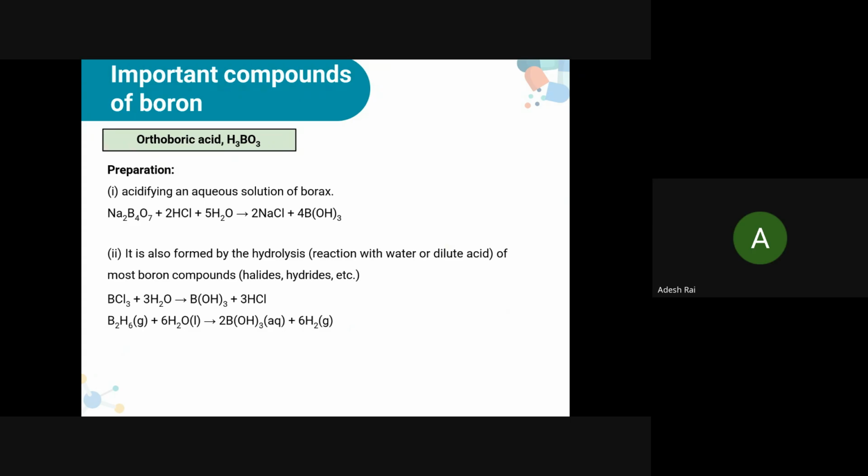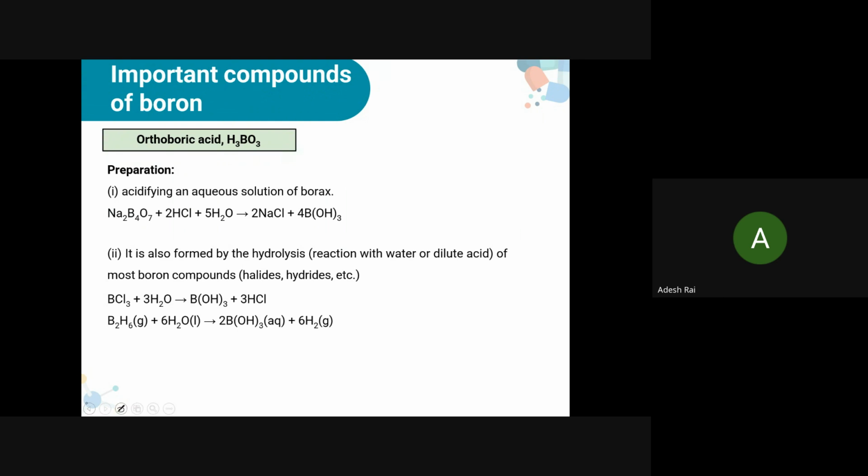Now, how do we prepare orthoboric acid or boric acid? So, the first method is what? By acidification of borax. By acidification of what? Borax. Aqueous solution of borax, actually. Is that clear? So, either you treat it with HCl or H2SO4. Okay. And aqueous solution is what? Water is already there.